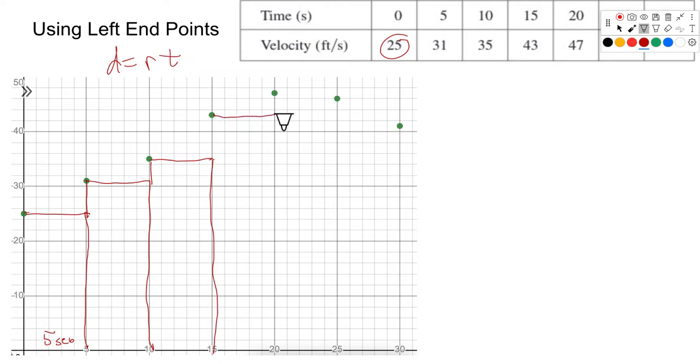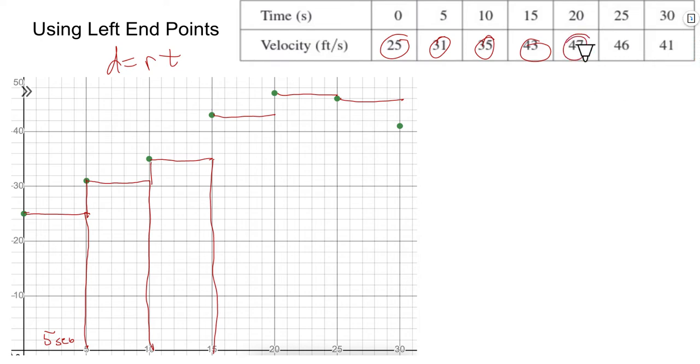Okay, so I'll just keep going this way. This one's a little higher. And then notice we don't use this last point because we're starting with the left ends, and we have 1, 2, 3, 4, 5, 6 different rectangles. Okay, so we've got 6 rectangles.